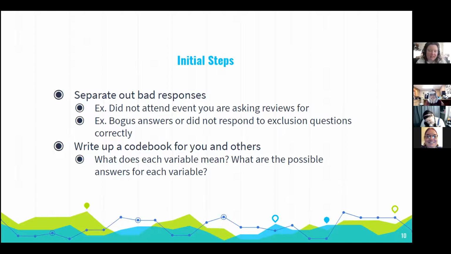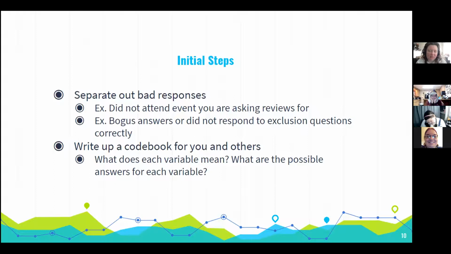And then the next thing that you should do is you should write up a code book for you and others. This should include things like what does each variable mean? What are the possible answers for each variable? And if there's any specific instructions for you and others. This is especially invaluable if you have multiple people working on something.